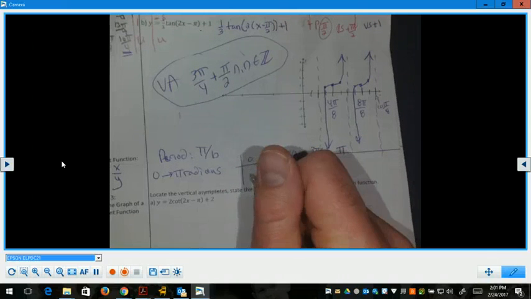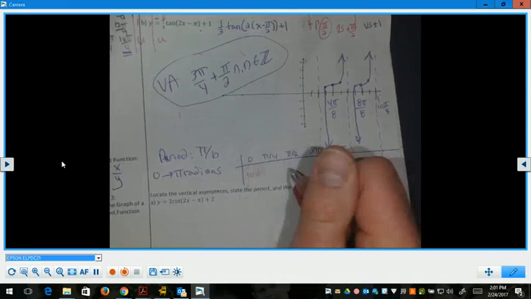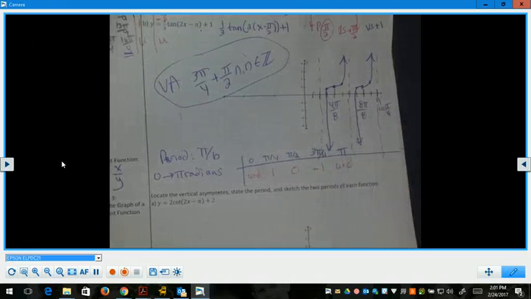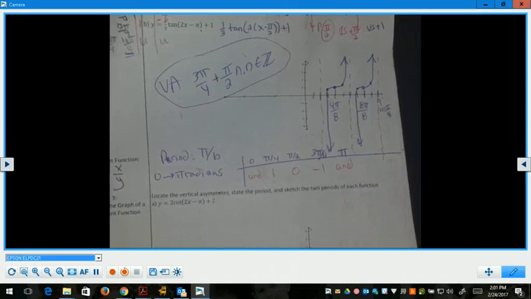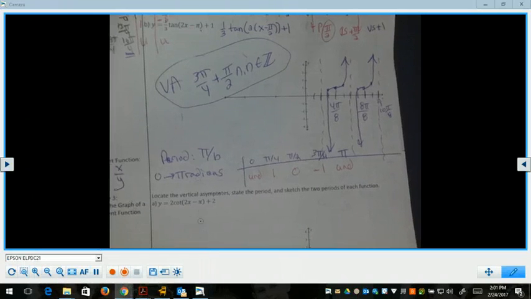For cotangent, it would be undefined, 1, 0, negative 1, undefined. Is that the same as tangent? What's different as I go from left to right? It's positive 1 first and then negative 1, where for tangent it's negative 1 first and then positive 1, because we started for tangent down here at negative π/2.